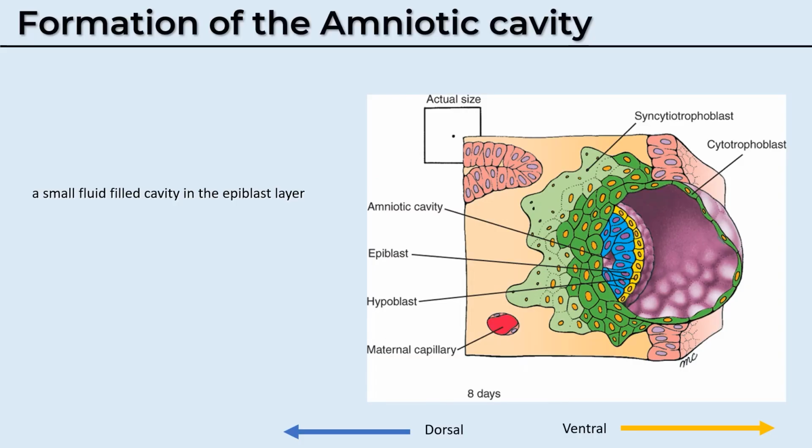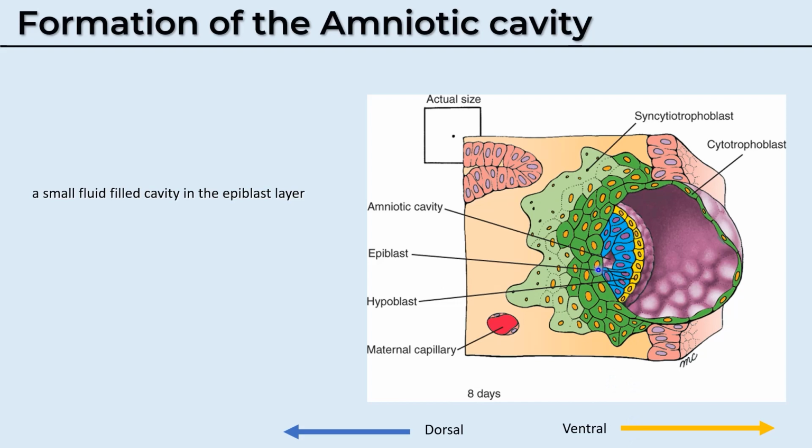And then we have a formation of the amniotic cavity. So within these epiblast cells, a space is formed, and this space is going to become the amniotic cavity, and this is going to grow as more and more of these epiblast cells continue to differentiate and replicate, this cavity is going to get larger, and we will look at that in a few moments.